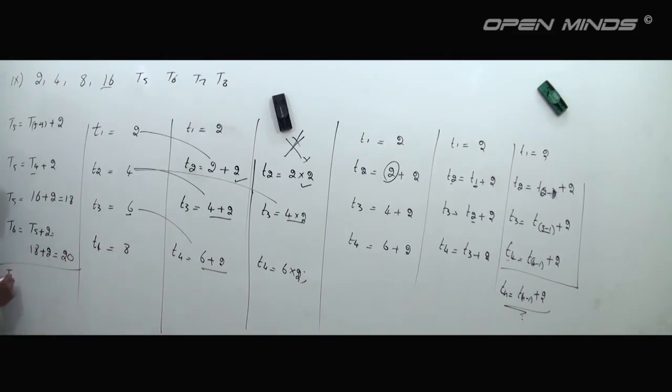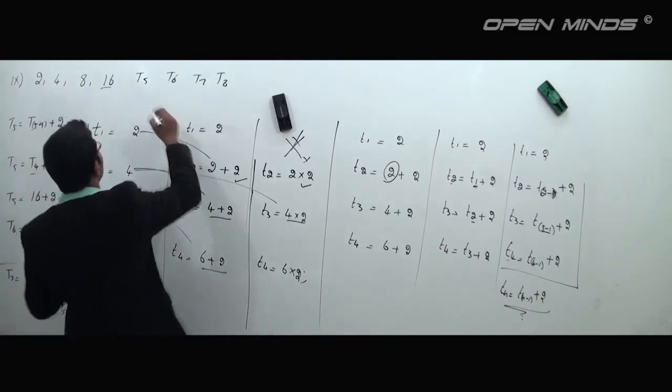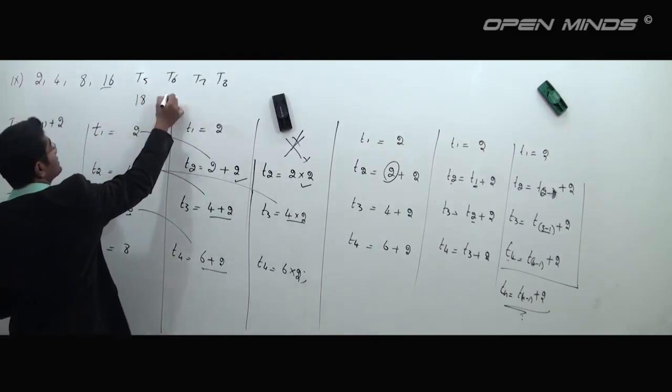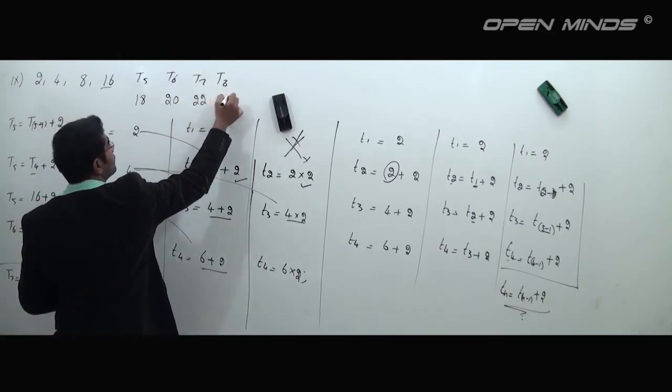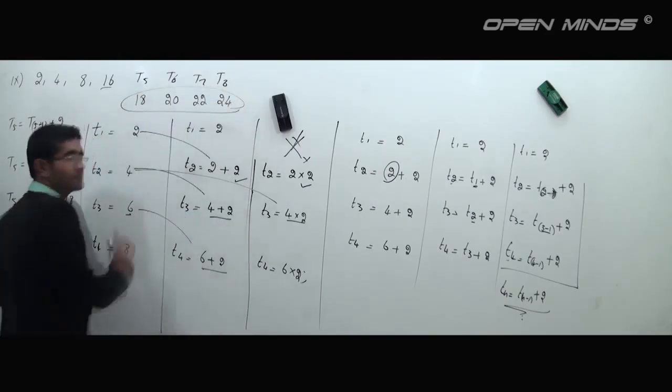And I can write T7 is like T6 plus 2. Directly we can write that is nothing but 20 plus 2, which is 22. That's nothing much. So this guy is like 18, this guy is like 20. Add 2 to this guy, I'll get 22. Add 2 to this guy, I'll get 24. Okay, these are my 4 terms. That's all about it.